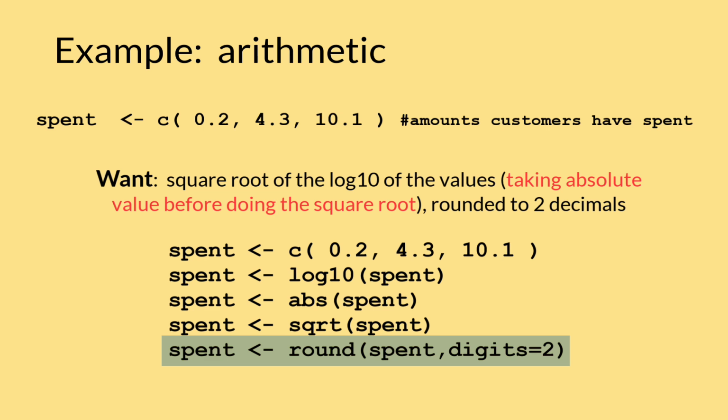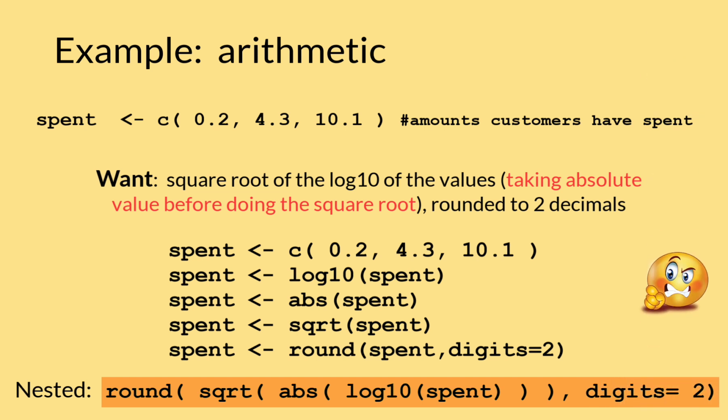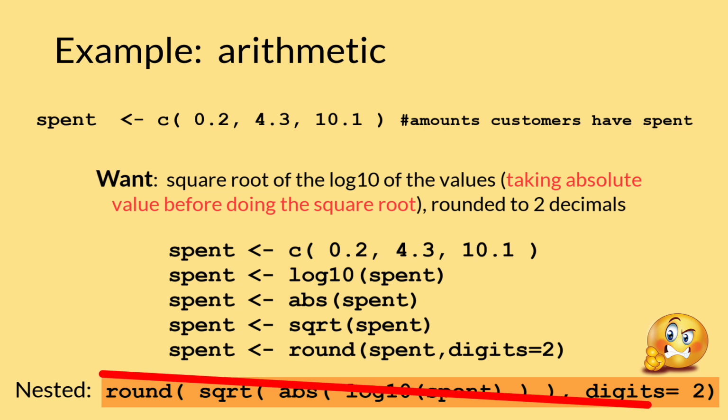So if we wanted to nest the commands and do it in all one line, we could write this as round(sqrt(abs(log10(spent))), digits = 2). But this is very unreadable, and you guys have done a lot of coding, and you know that a lot of your time is wasted trying to figure out where the parentheses match, where the commas need to be, and this is just a difficult way to actually write the code. It's very, very messy.